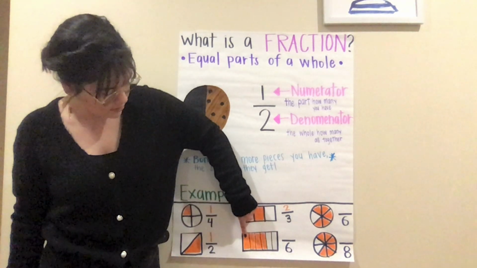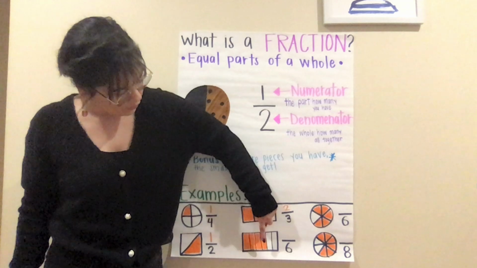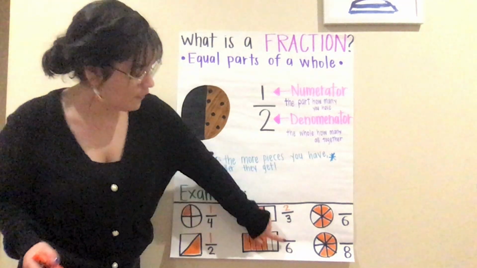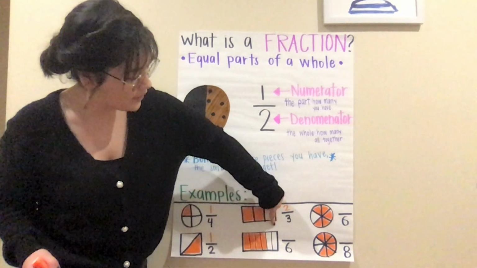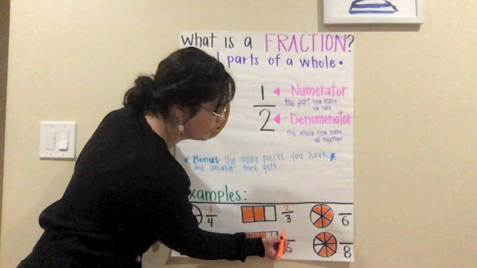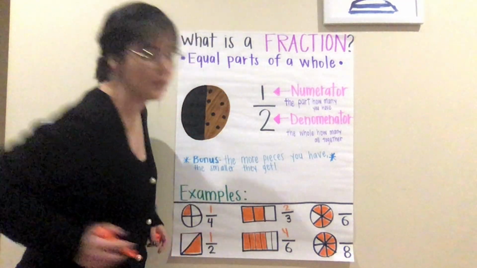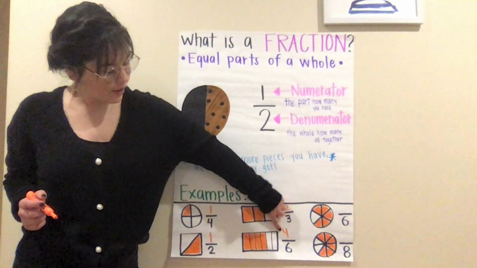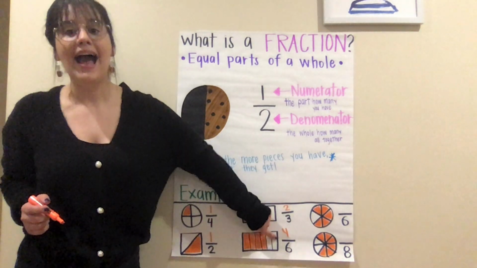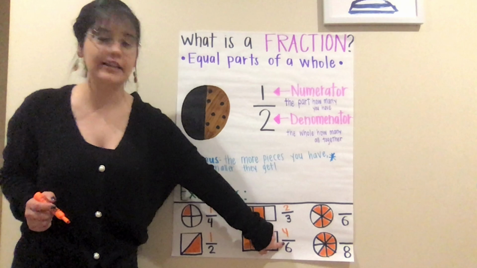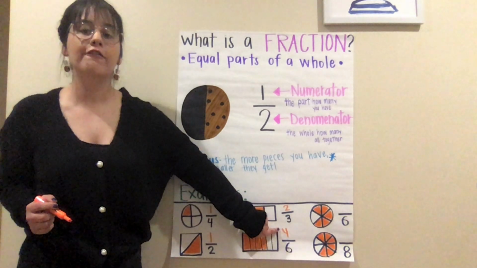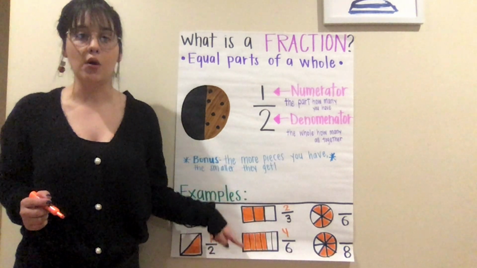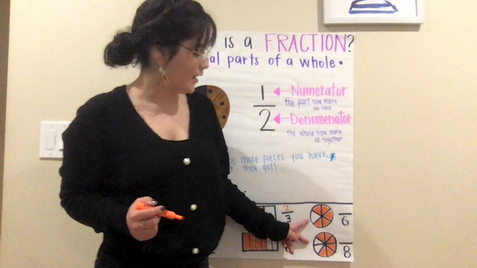Let's count them. 1, 2, 3, 4. So out of the 6, out of all 6 of them, only 4 of them are orange. So I'm going to go ahead and write the number 4. 4 orange pieces out of 6 pieces altogether. 4/6 were orange.